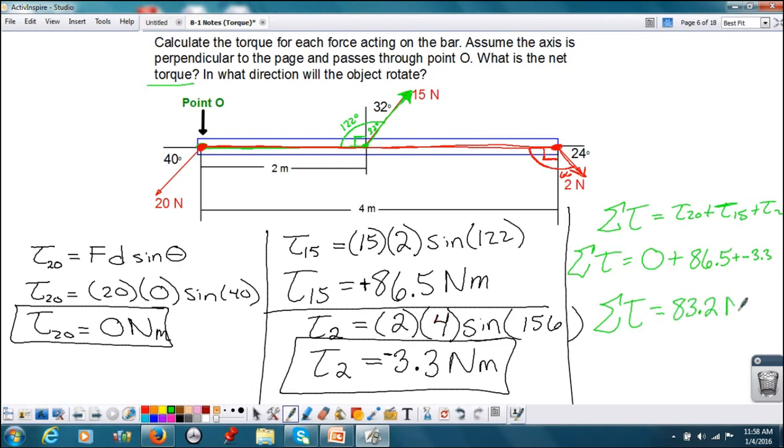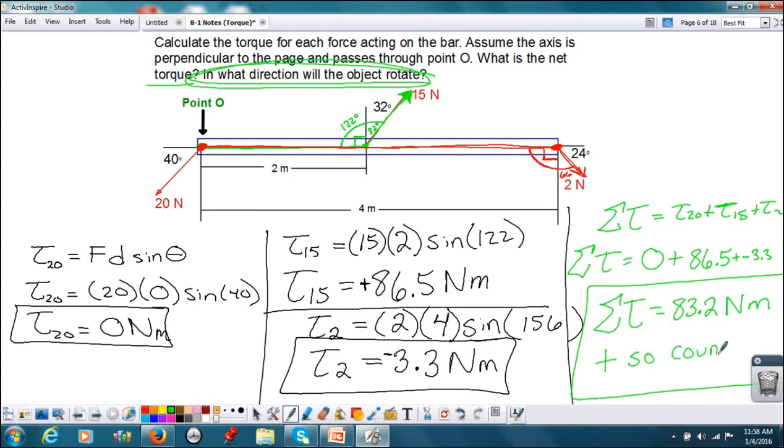we're going to get the net torque is 83.2 Newton meters. And then the second part says, in what direction does the object rotate? Okay, well this is positive, so since it is positive, it is going to rotate in the counterclockwise direction.